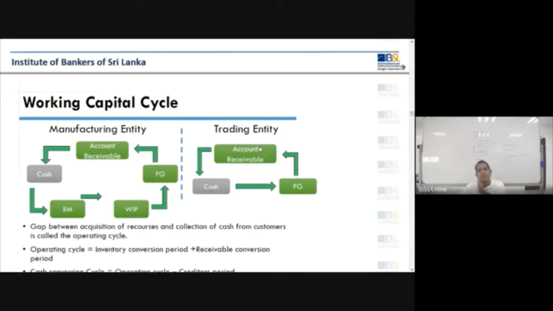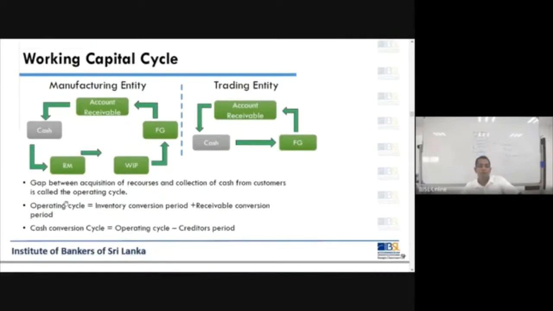Whereas in a trading business, you have cash, you buy finished goods, sell them, you get accounts receivable, and you collect cash. So this is shorter than the manufacturing one. In the service industry, even finished goods are very small, only some inventory or something. So it goes straight to accounts receivable. So it was like this, smaller, and the other one was further smaller.